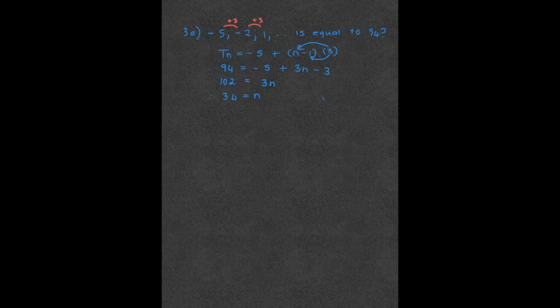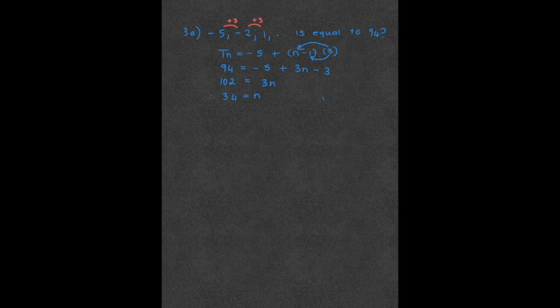So when you get a question like this, remember, it says it's equal to a particular value. We're going to sub that particular value into our Tn, and then we solve for n.